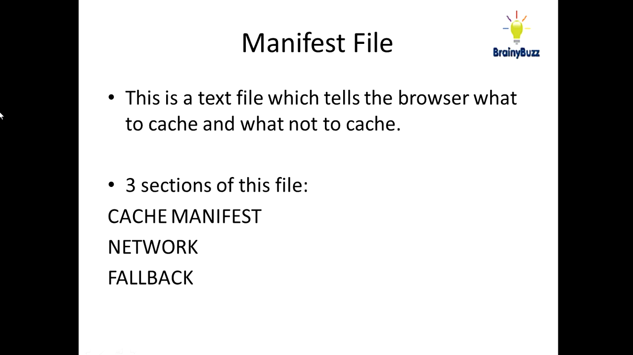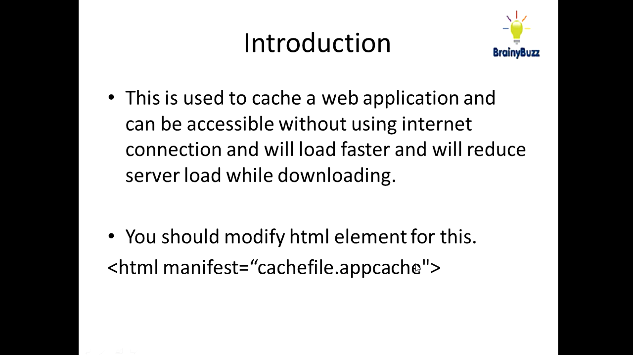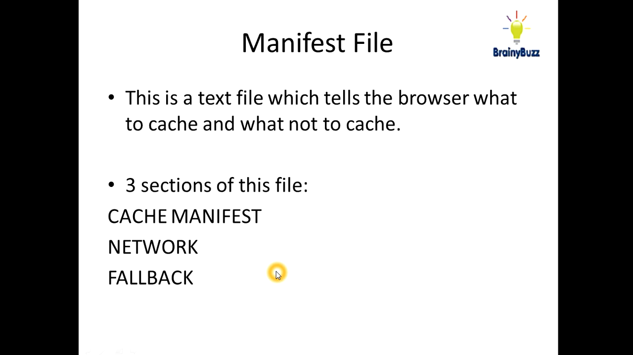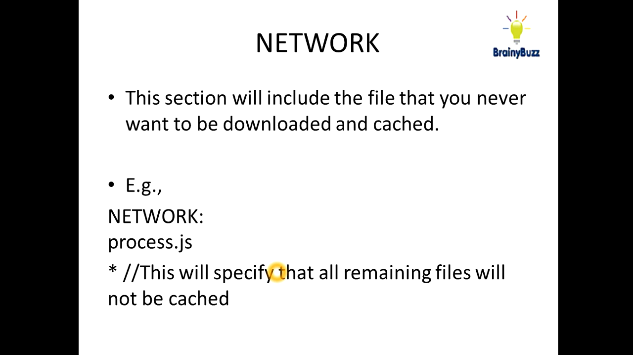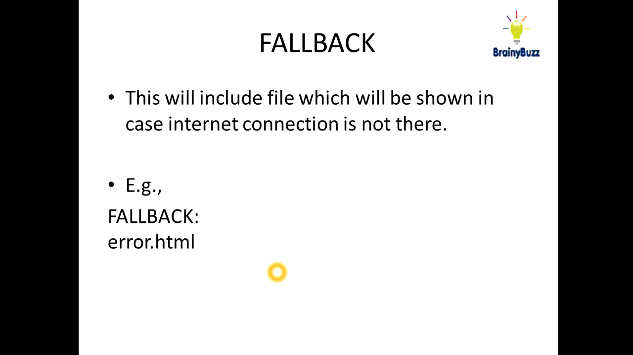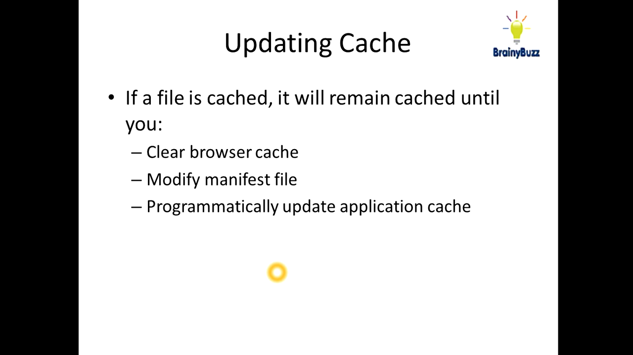So this will be a kind of text file, appcache. In this text file you'll have 3 sections. One is the cache manifest, another one is the network, and the third one is the fallback. Cache manifest: those files that will be cached. Network: those files that will not be cached. And fallback: those files which will be shown if the particular file is not cached and the internet is also not available to access it. And this is updating your cache.